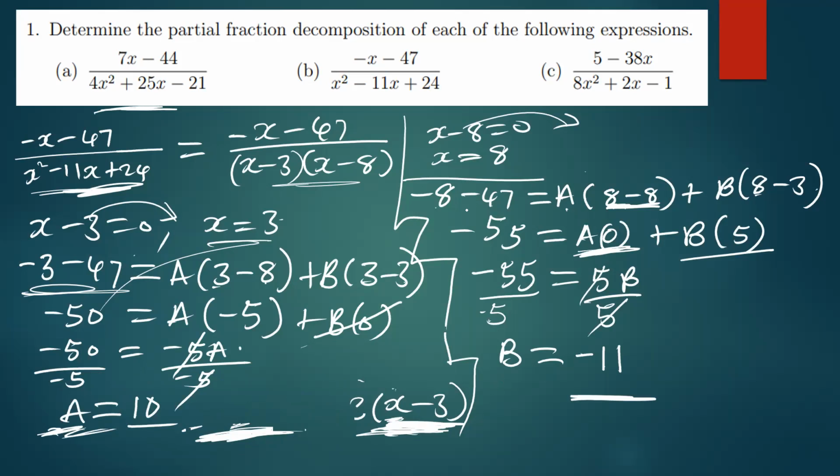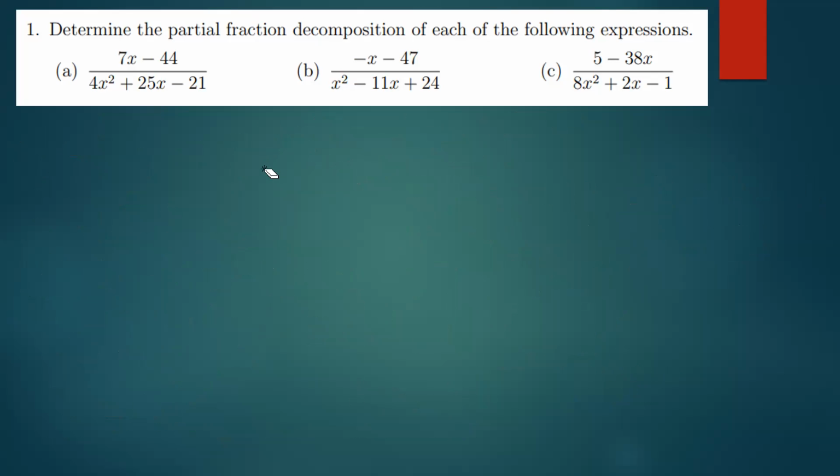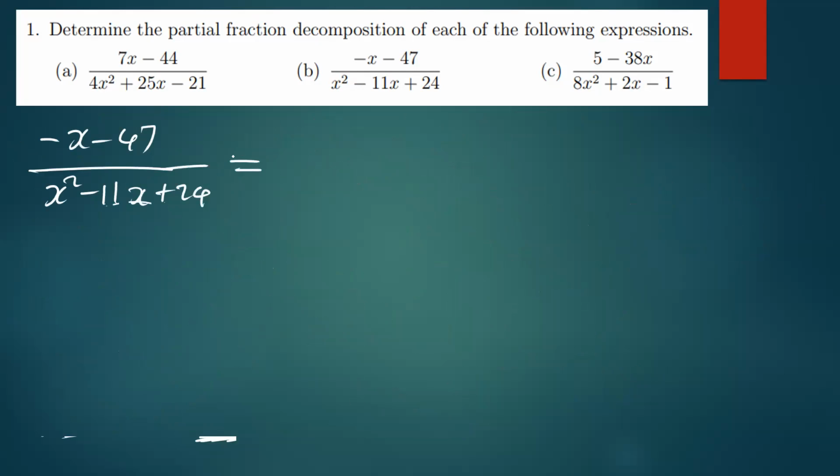So you write your final answer as, okay, we have found that a is 10 and b is negative 11. So we can conclude by writing this. We say negative x minus 47 over x squared minus 11x plus 24 is equal to, so what is a? I'm putting 10.